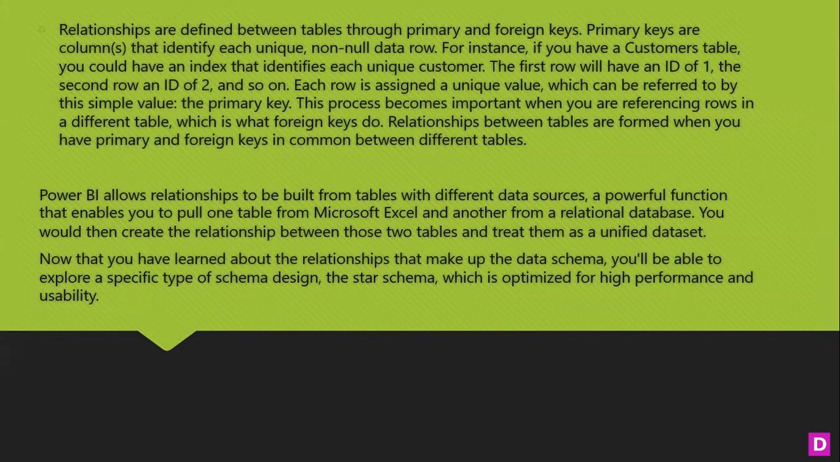Let's take an example. Say we have one product table and one sales table. The primary key means, in the product table we have two columns, product ID and product name. A primary key is a unique column, a column which has unique values and does not have any null values. So for example, in the product table, the product ID column will be acting as our primary key.